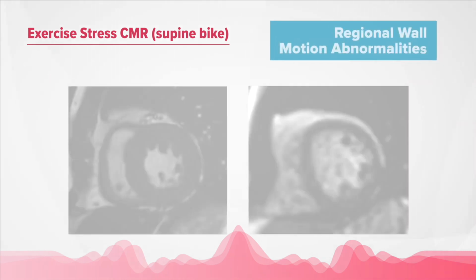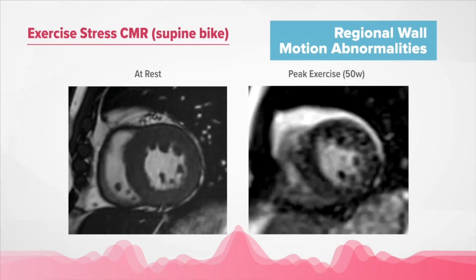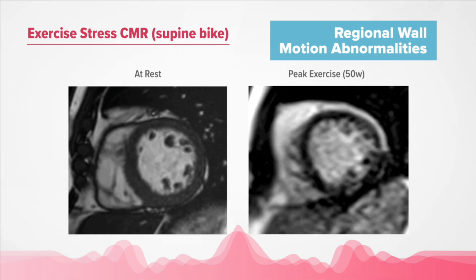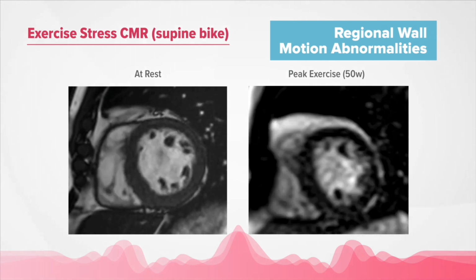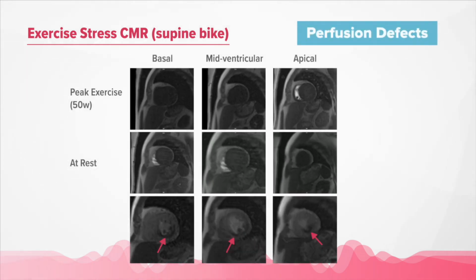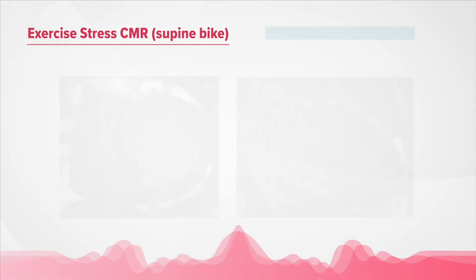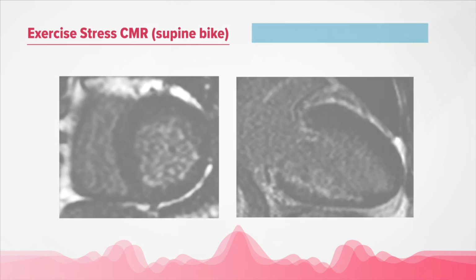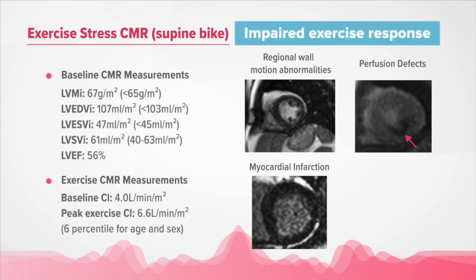He underwent exercise stress CMR on the supine bike ergometer. With exercise stress, the inferior septum and inferior segments appear hypokinetic. At peak exercise, there was also evidence of reversible stress defects seen in the inferior segments. On late gadolinium enhanced imaging, a subendocardial infarction was seen in the inferior and inferolateral segments. Lastly, the patient was only able to achieve an exercise capacity equivalent to 6th percentile for his age.